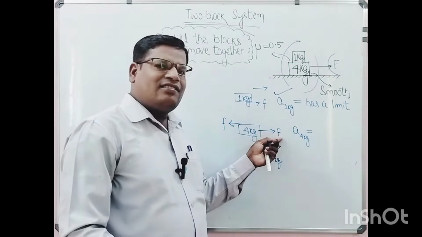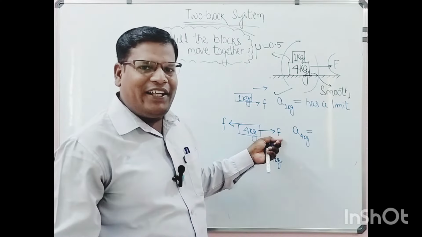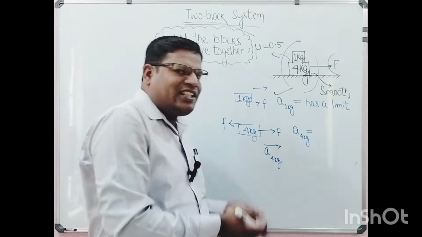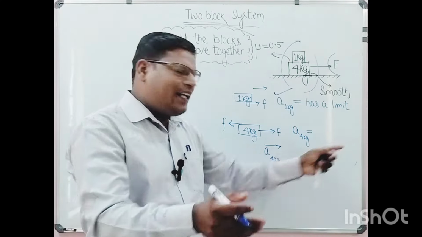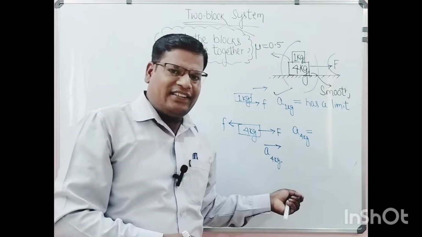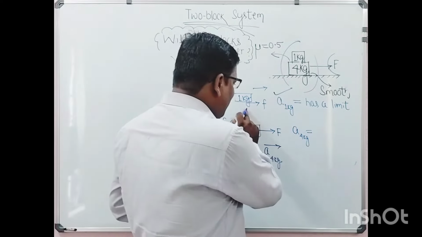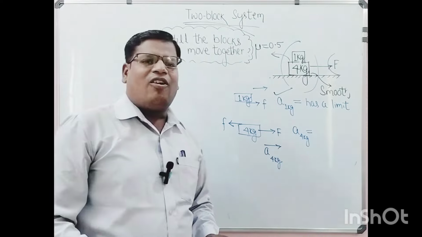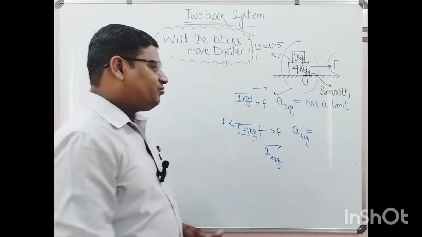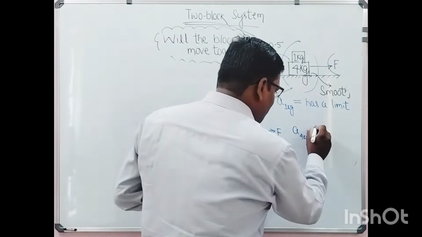It doesn't have any limit. It depends on the desire of the person who is pulling it. So the acceleration of the 4 kg block also doesn't have a limit. It can be anything. It depends on the desire of the person who is pulling it, isn't it? So the acceleration of the 1 kg block here has a limit, whereas the acceleration of the 4 kg block doesn't have a limit.